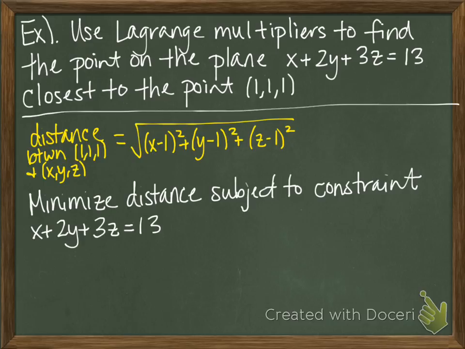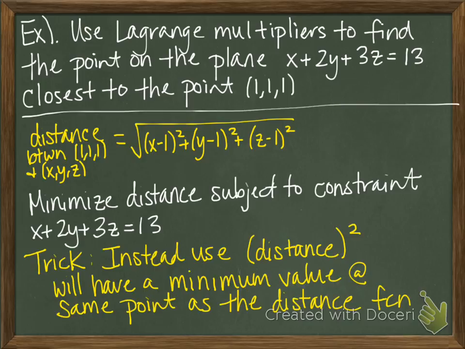Before we continue, instead of using this distance function as it is, I want to point out a little trick. It's often easier to use the distance squared function, and this will work because it will have a minimum value at the same point as the distance function. So we're going to end up getting the same point, but it'll be a little bit easier algebraically. If we instead use distance squared as our function, on the next board, let's define that as our function f.